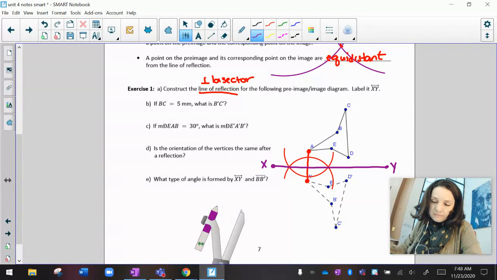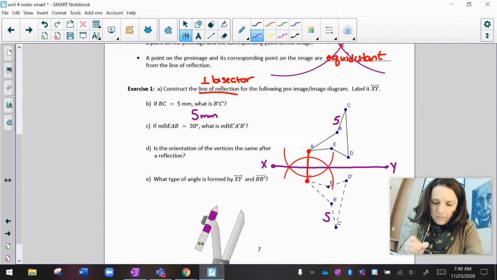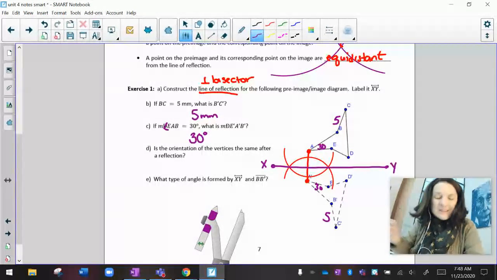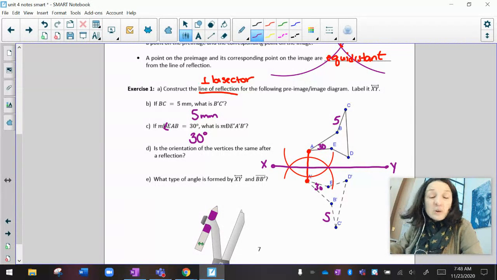Fine. If BC is 5 millimeters, okay, BC is here. If that's 5, what's B prime, C prime? Well, if I took 5 millimeters and I flipped it over, it's still 5. Okay. If the measure of this, which should say angle EAB, is 30, what's the measure of EAB down here? Well, same thing. If I reflect it, my distance shouldn't change and my angle shouldn't change. The distance and the angle stay the same.